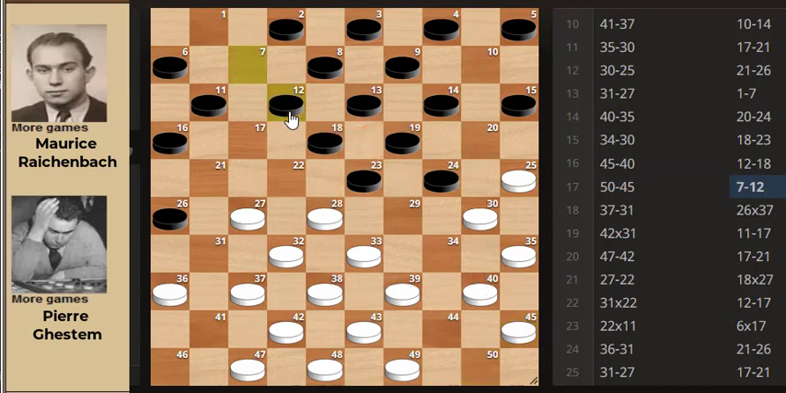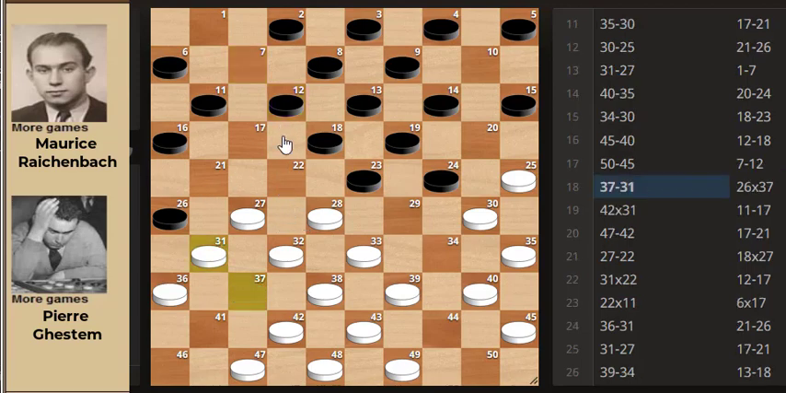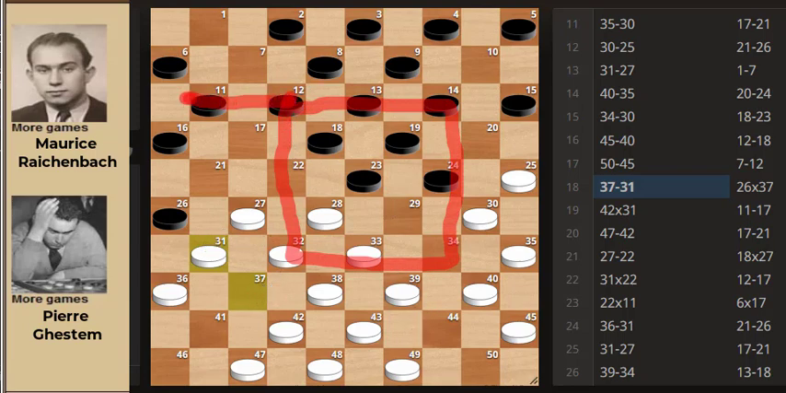Morris answered the move by playing 7-12. 7-12 was answered by playing 37-31. If we draw the square, we can play 37-31 if you have two squares. We know that we can also play, as I told you, these positions are also key positions. So we can play 37-31 to remove the piece at 26.